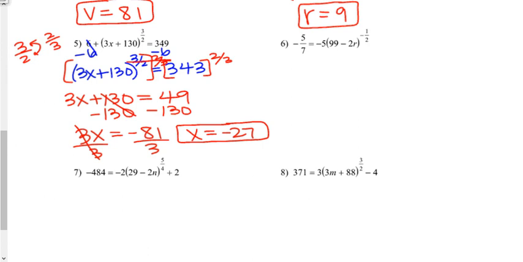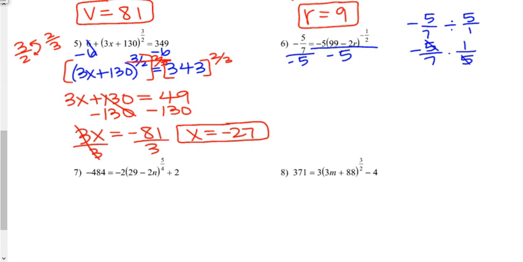All right, now number 6. Let's see, the only thing I can do here is divide both sides by negative 5. So off to the side here, I'm going to do that. Negative 5 over 7 divided by 5 over 1. When I divide fractions, I have to change to multiplication and then flip my second fraction. So I have negative 5 over 7 times 1/5.